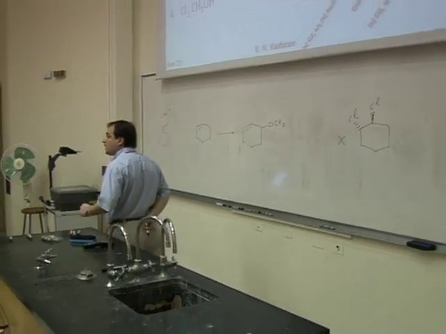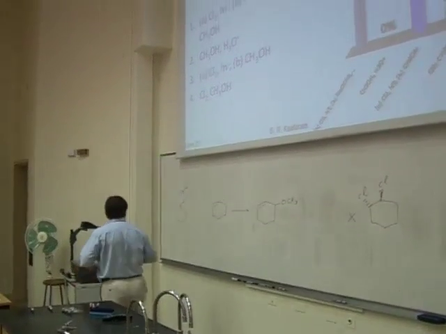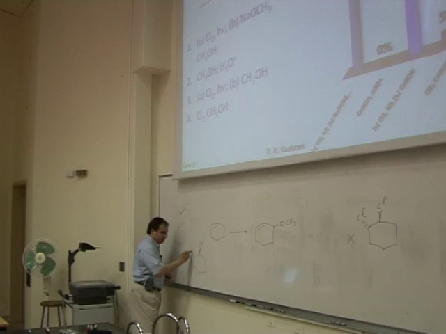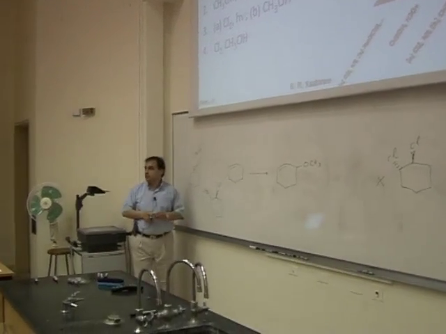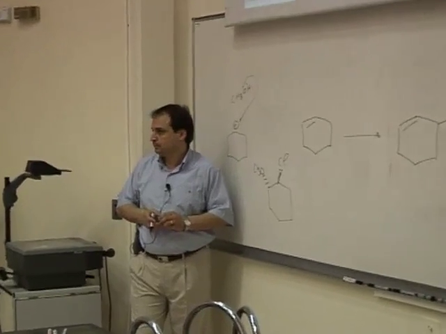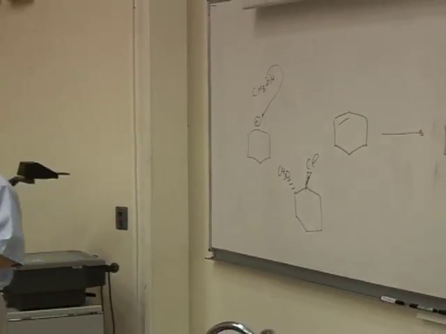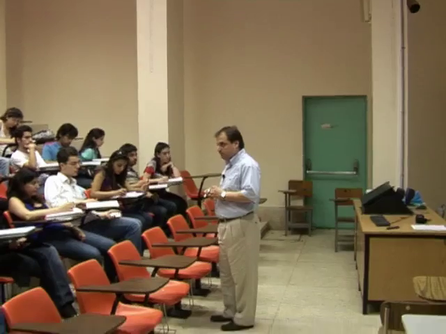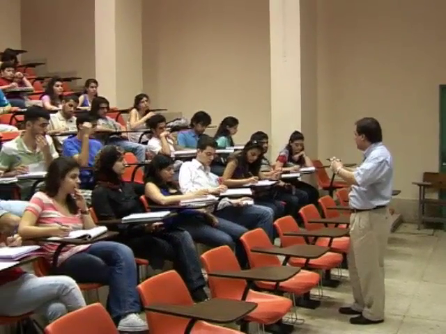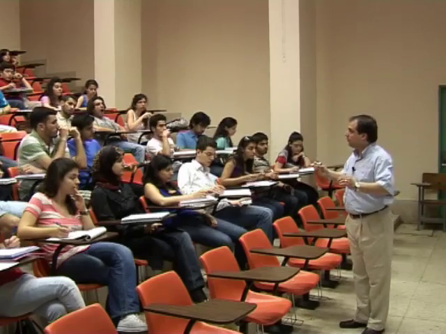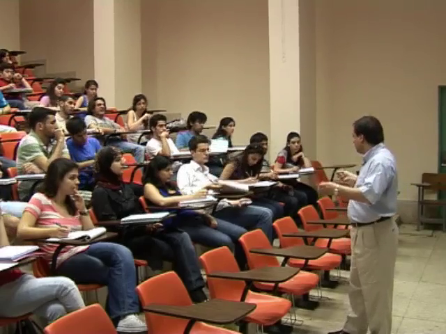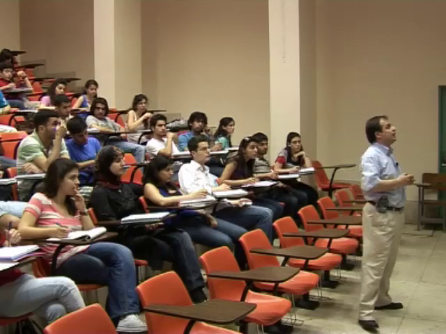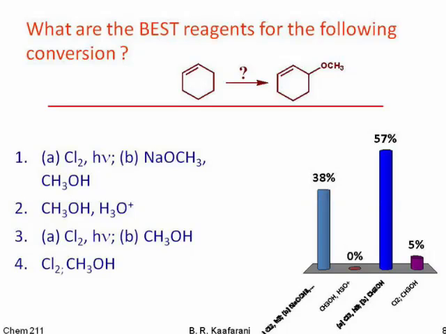Cl2 and methanol, what do you get with Cl2 and methanol? Cl and OCH3, and they are trans. It's like adding water and Cl2. You're adding now CH3OH and Cl2, right? So first you will get a chloronium ion, and then the nucleophile will attack. With the water, the lone pair of oxygen in the water attacked. Here you have methanol, then the lone pair of oxygen will attack. So the correct answer, therefore, is number 3.